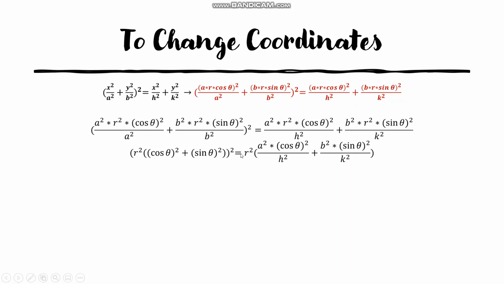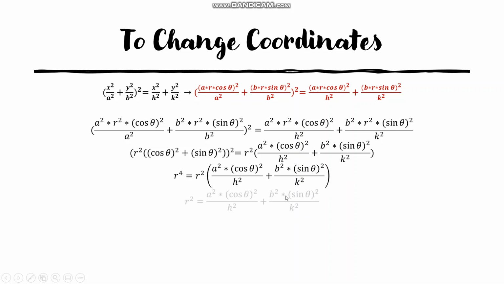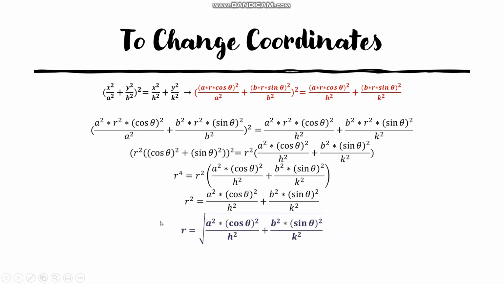And then we will get again a formula like this, and here again r cancel each other, that's why we will get this formula. And at the end we can find our r, which is the square root of a squared multiplied by cosine theta squared divided by h squared plus b squared multiplied by sine squared theta divided by k squared.